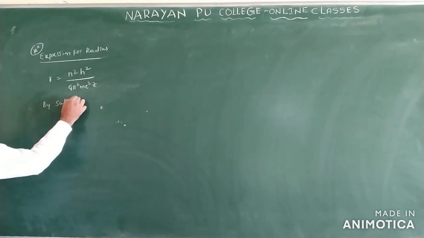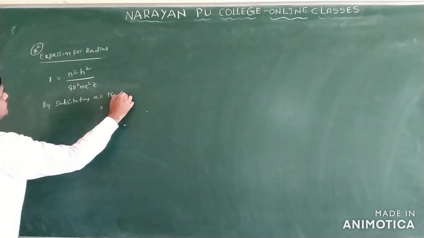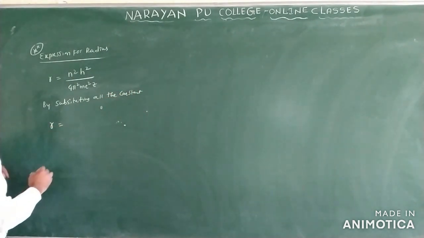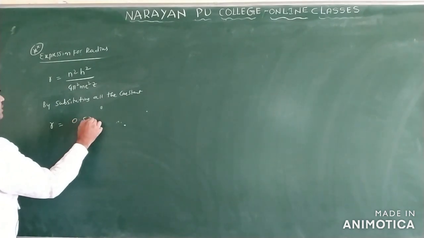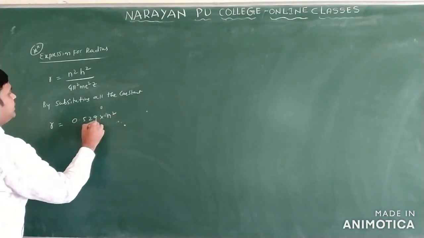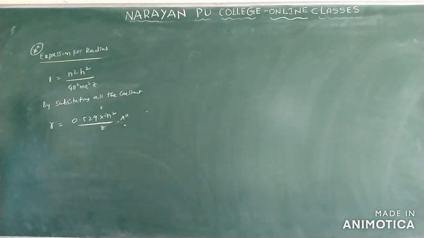By substituting all the constants, you will get R is equal to 0.529 into n square by Z angstrom units. Only you will get R is equal to 0.529 n square by Z angstrom units only.